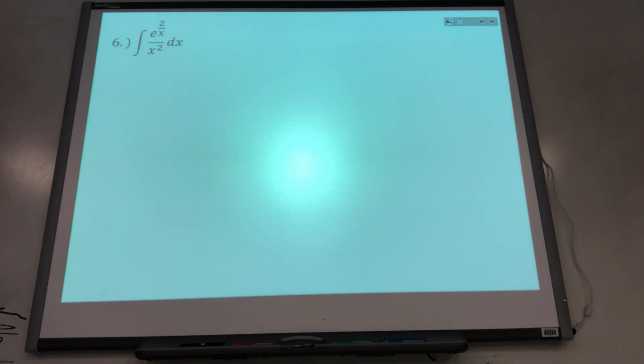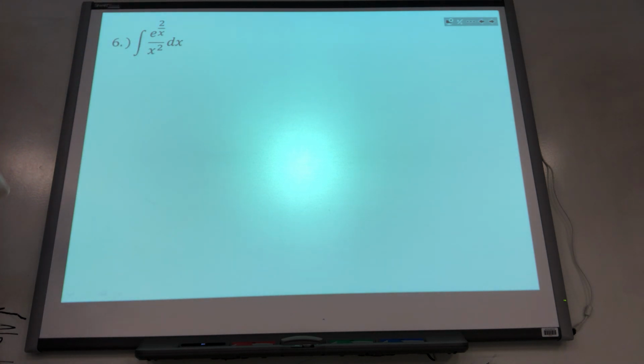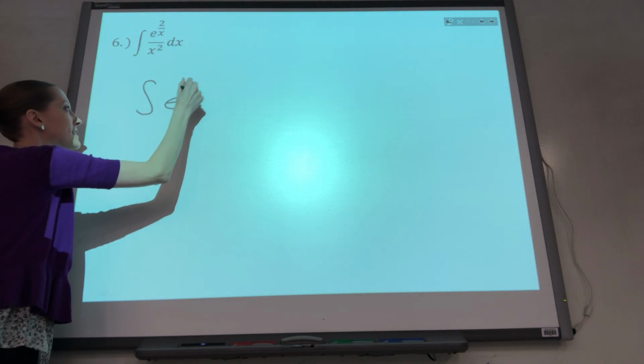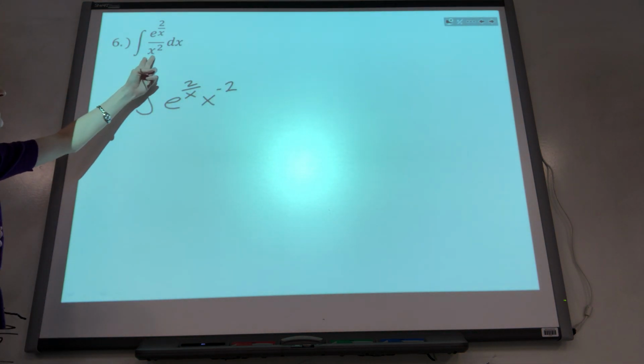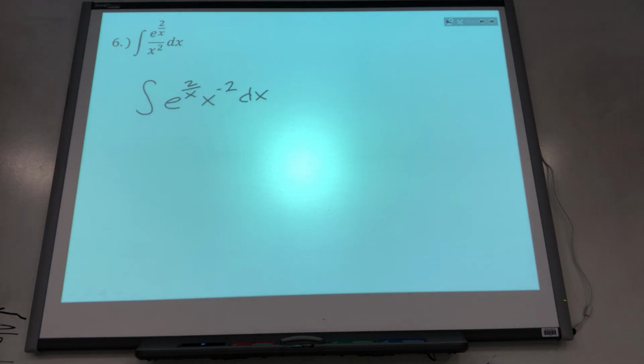Okay, kind of like I mentioned on, I think it was number 3, we don't really like our integrand to be in fraction form like this unless you think it's going to be a natural log type of deal, but I don't think we're going to have that today. So you don't have to do this first, but I kind of like to move the x squared to the top, and you can put it in front if you want to, or in the back. But I'm going to go ahead and rewrite that as e to the 2 over x times x to the negative second dx.